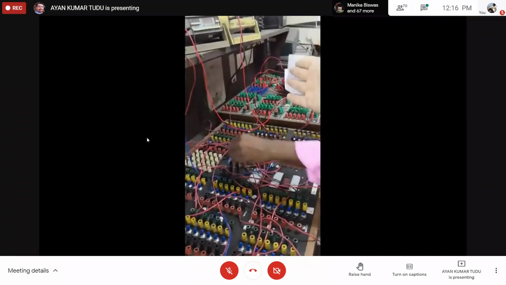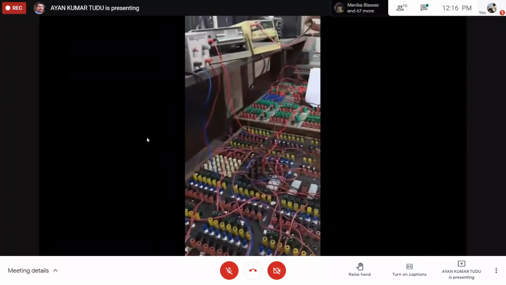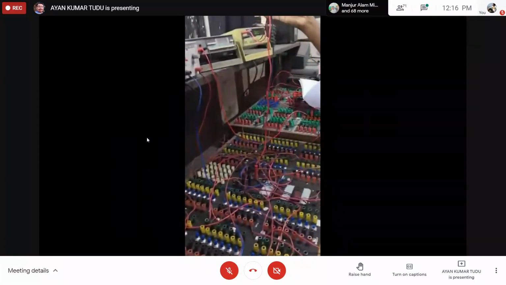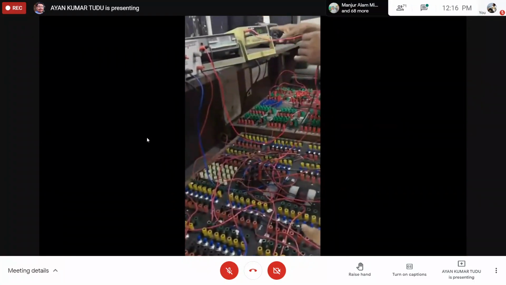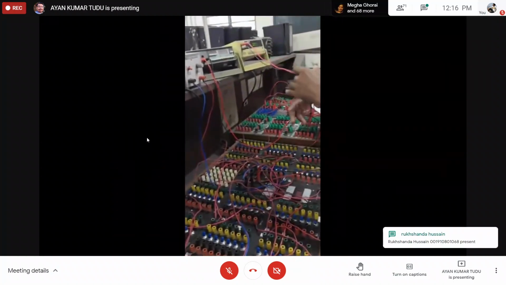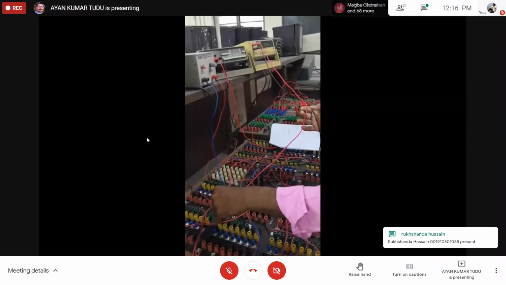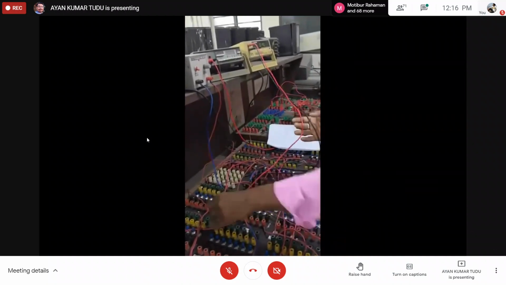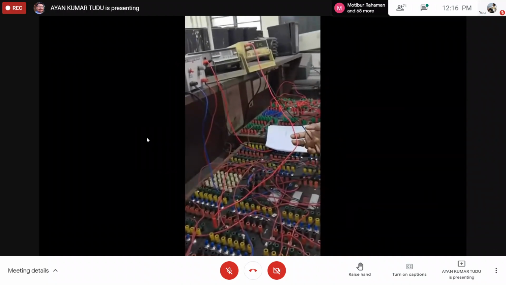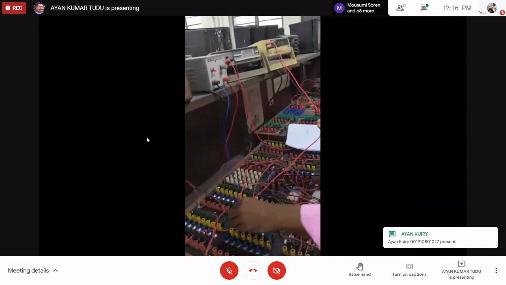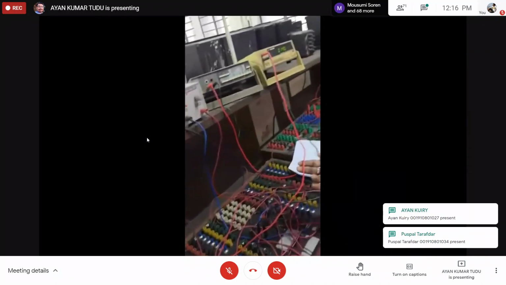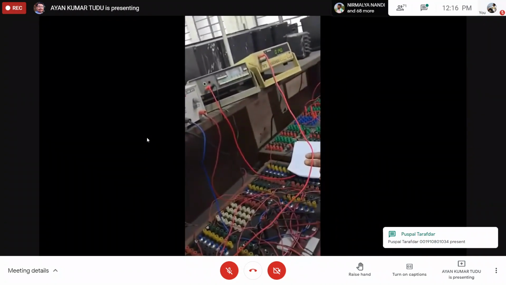Yes, this is the supply that is coming to the AC network analyzer. Now we will be measuring the voltage at point VPA. This is the voltage drop for VPA. As you can see, we are measuring the voltage drop for VPA. See, the voltage has dropped.